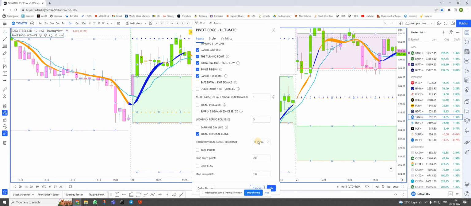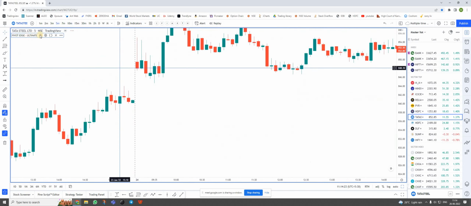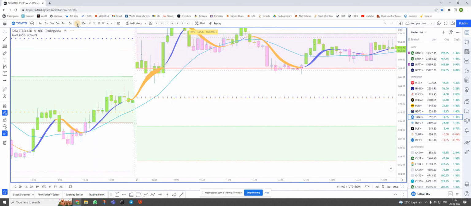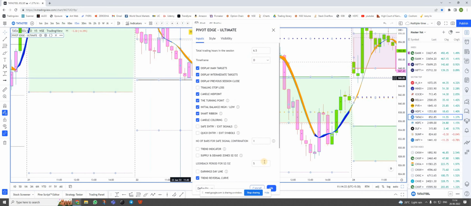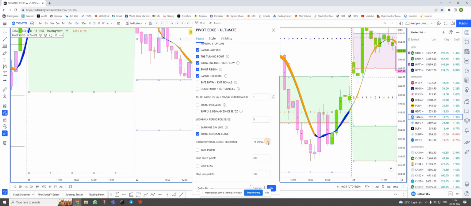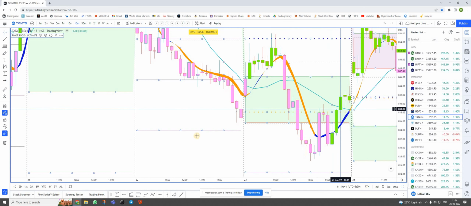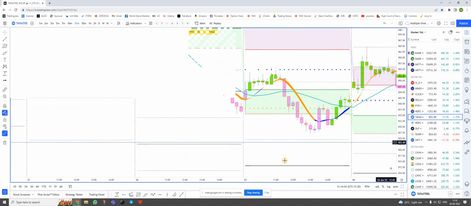This trend reversal curve time frame, you can set to whichever time frame you want. Normally, ideally, if you are trading in the 5 minutes time frame, you have to keep this trend reversal curve time frame 3 times higher. By default it is 15 minutes. Suppose you are trading in 15 minutes, then this trend reversal curve you have to set to 45 minutes, 3 time frames higher. So it will come like this.